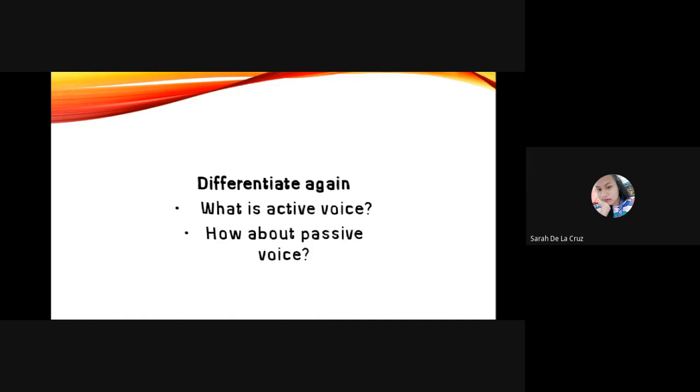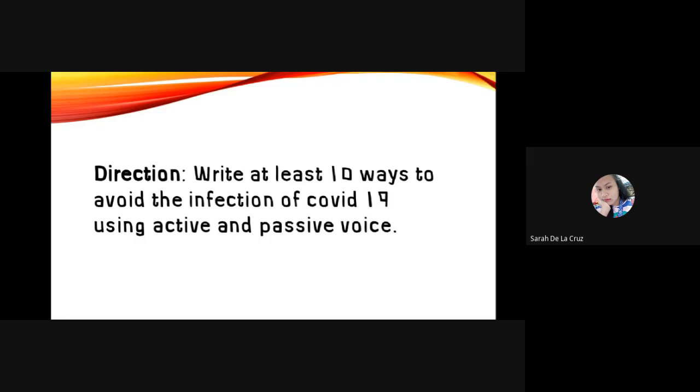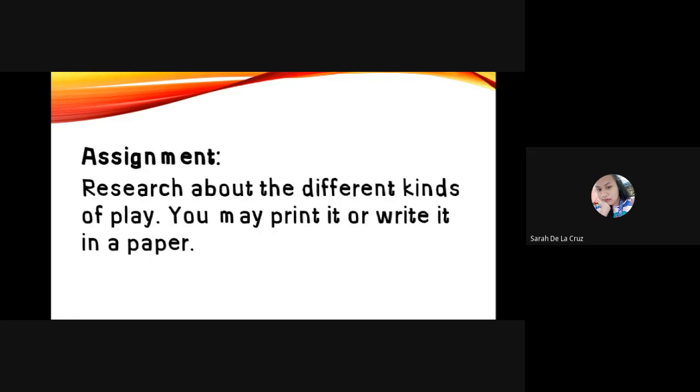And then for your final activity, write at least 10 ways to avoid the infection of COVID-19 using active and passive voice. I'll give you 5 minutes to answer it. Are you done, class? Yes, ma'am. Present your work in our G class. And for your assignment, please research about the different kinds of play. You may print it or write it on a paper. Am I clear?